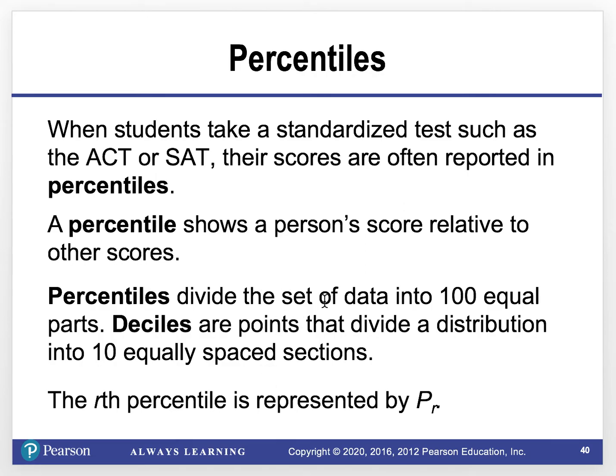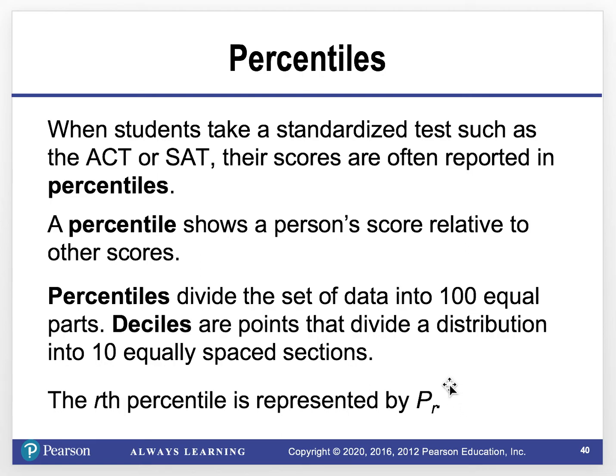Percentiles. When students take a standardized test, such as the ACT or SAT, their scores are often reported in percentiles. A percentile shows a person's score relative to other scores. Percentiles divide the set of data into 100 equal parts. Deciles are points that divide a distribution into 10 equally spaced sections. I don't think we're going to talk about deciles, but percentiles, you see that a lot in elementary school because a lot of their standardized tests are in percentiles.